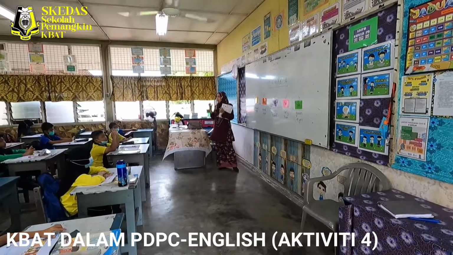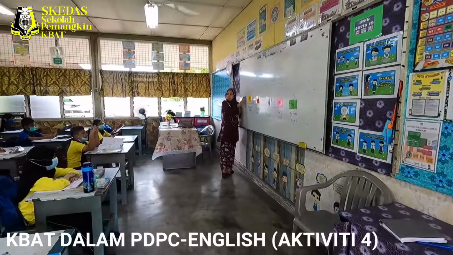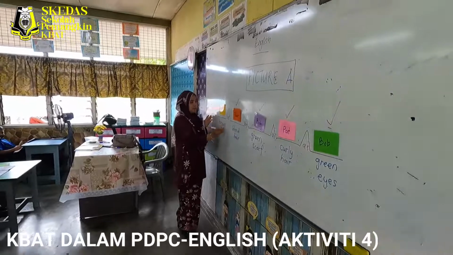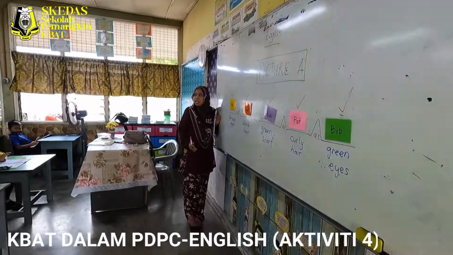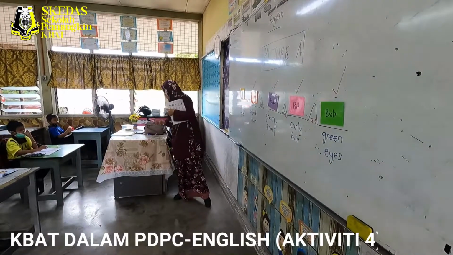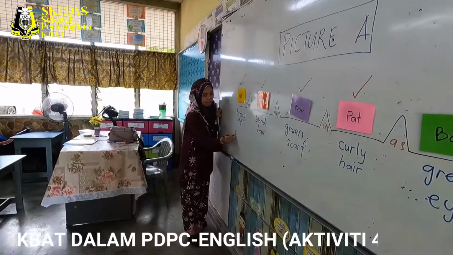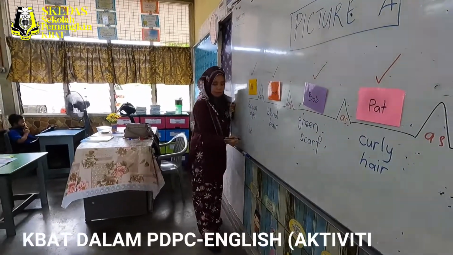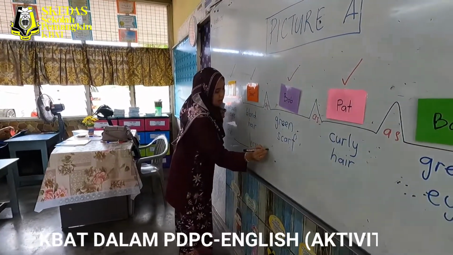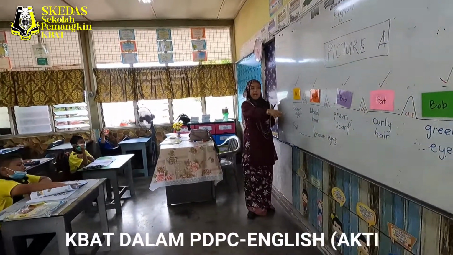So just now I said a sentence. If I want to describe this person, what did I say just now? Apa yang kita sebut tadi masa nak terangkan someone ni, seseorang ni? What did I say? The first one, for example, I said Pat, I said like this. Pat has got brown eyes.